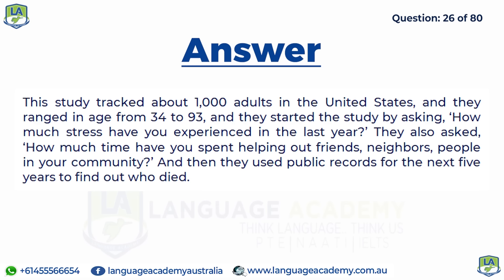This study tracked about 1,000 adults in the United States, ranging in age from 34 to 93, and they started the study by asking, how much stress have you experienced in the last year? They also asked, how much time have you spent helping out friends, neighbors, people in your community? And then they used public records for the next 5 years to find out who died.